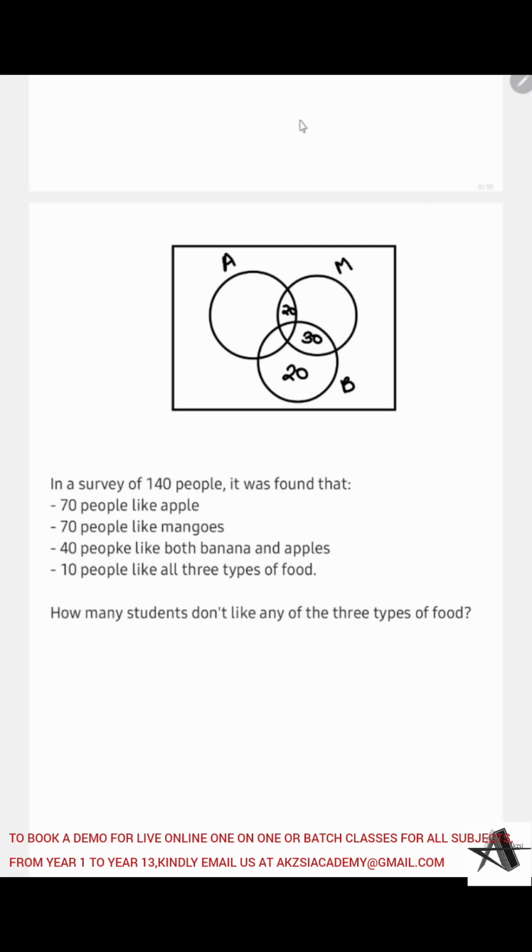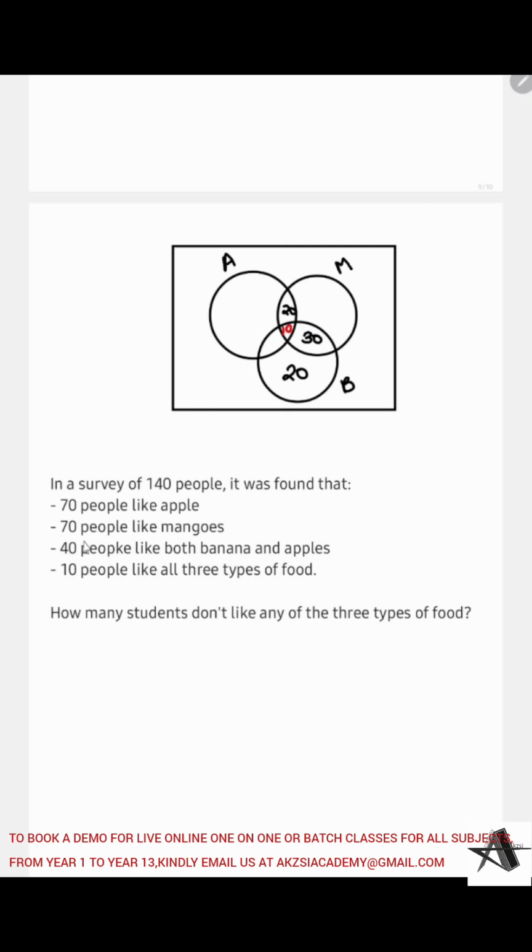It was found 70 people like apple. That means this whole circle is 70. 70 people like mangoes. That means this whole circle is 70. 40 people like both banana and apples, this is 40. And 10 people like all three foods. And as I told you, if all three is given, always start from that, then from two and then to one. 10 people like all of it. So I'll fill 10.